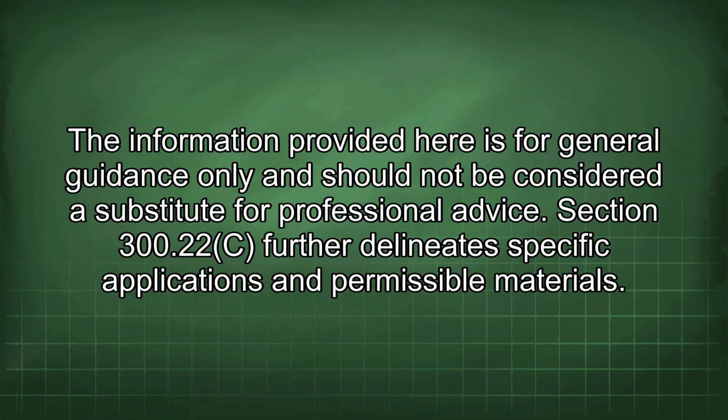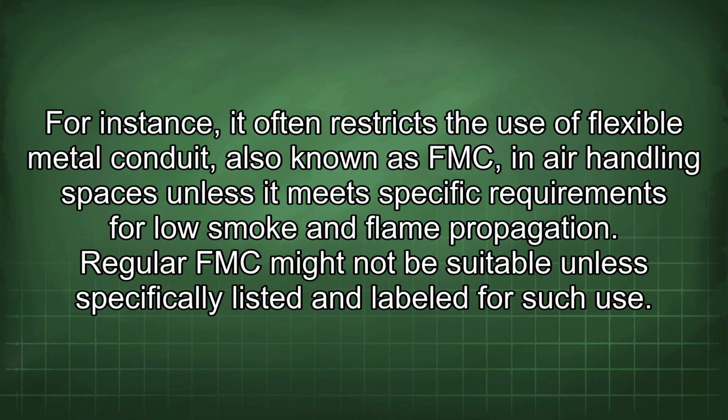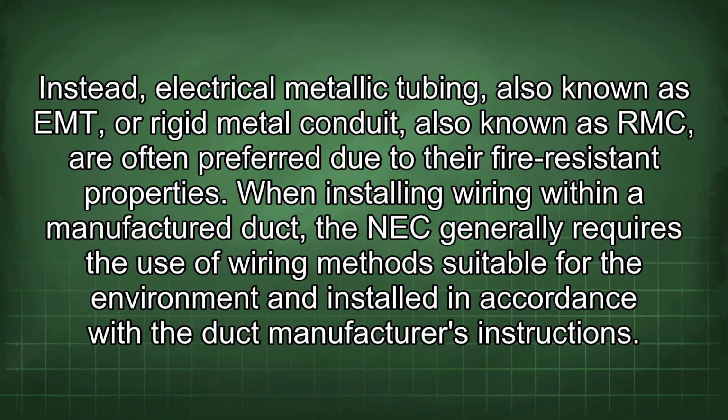Section 300.22c further delineates specific applications and permissible materials. For instance, it often restricts the use of flexible metal conduit, also known as FMC, in air handling spaces unless it meets specific requirements for low smoke and flame propagation. Regular FMC might not be suitable unless specifically listed and labeled for such use. Instead, electrical metallic tubing, also known as EMT, or rigid metal conduit, also known as RMC, are often preferred due to their fire-resistant properties.